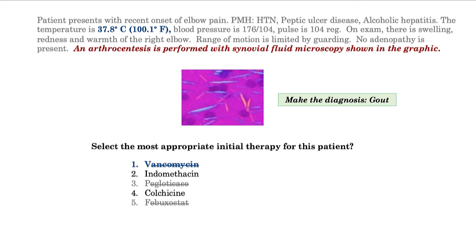I do want to highlight they give this patient a low-grade fever, as can be seen in gout, but they really did it for purposes of deceit, so you might think he had a septic joint and choose vancomycin. But there were no bugs identified, and you have crystals. We are able to eliminate pegloticase and febuxostat, as they are indicated for the management of chronic gouty arthritis, not acute. So we are left with indomethacin and colchicine.